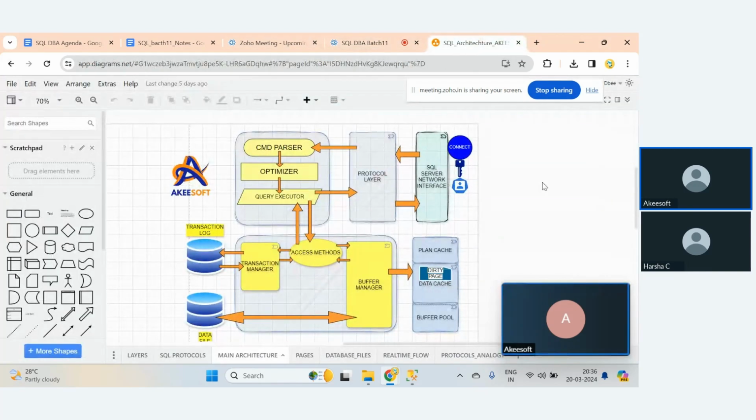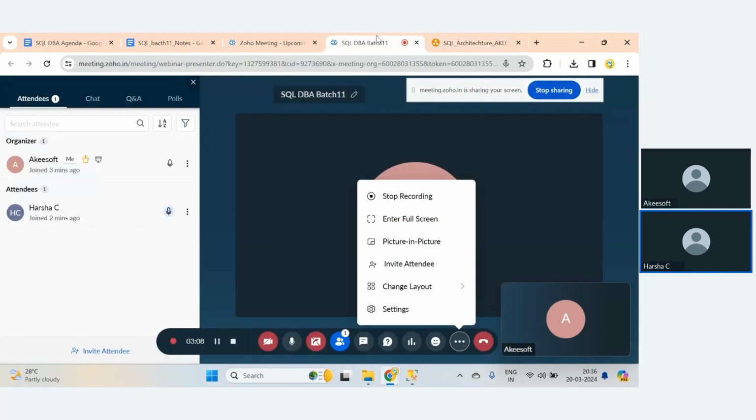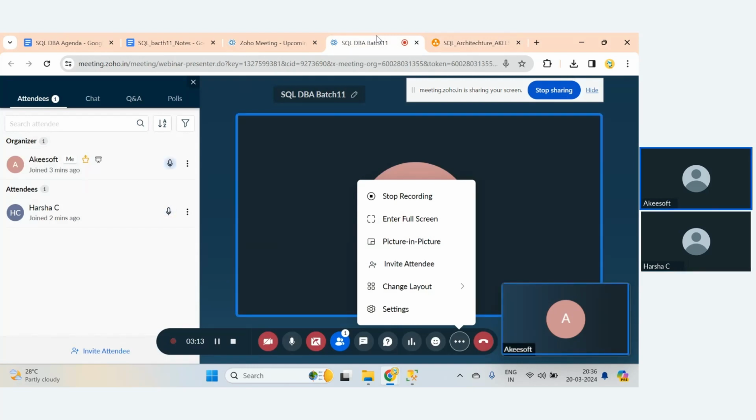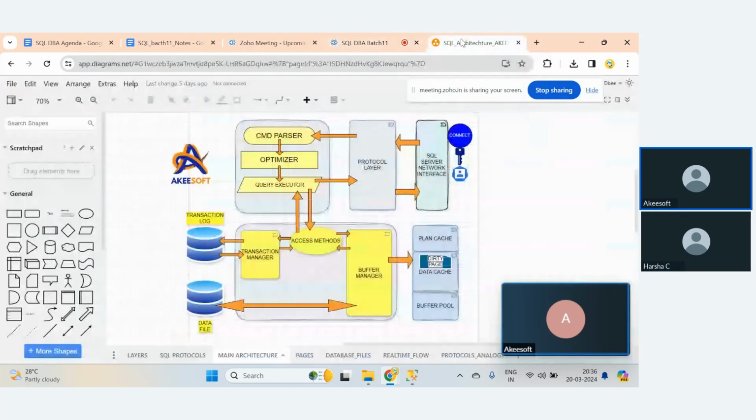You are able to see the picture of the SQL Server architecture, right? Your voice is again not... Sorry. Yes, bro, it is audible. Okay, so you can see the picture which I am showing.